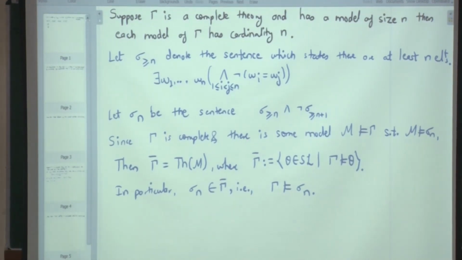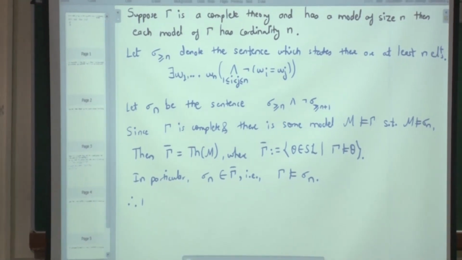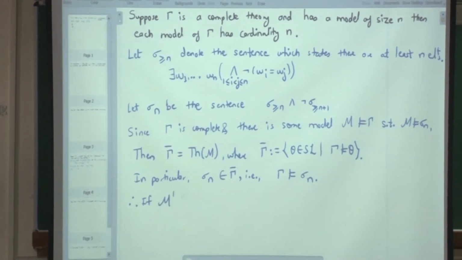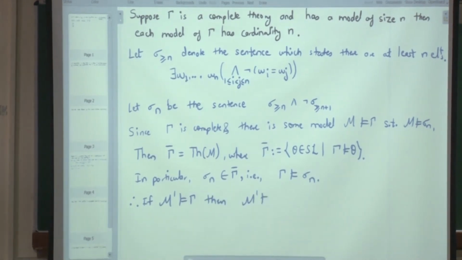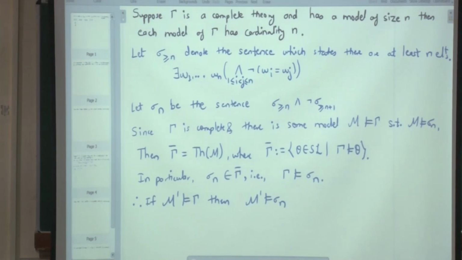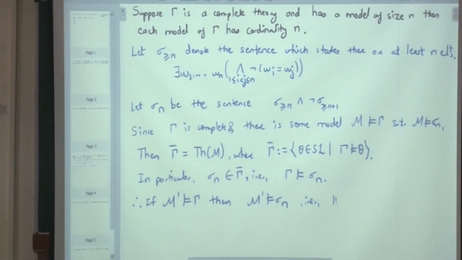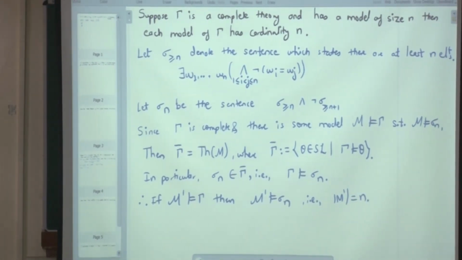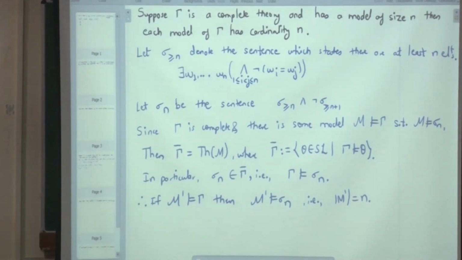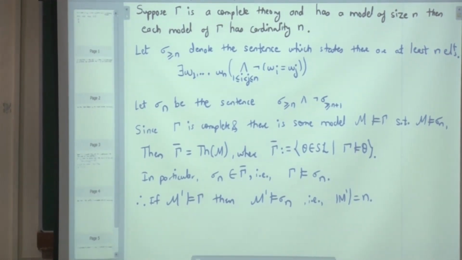Once we have this, therefore every model, therefore if M dash is a model of gamma, then M dash satisfies sigma n, i.e. cardinality of M dash is n. Okay, it's a very simple exercise. Any questions?